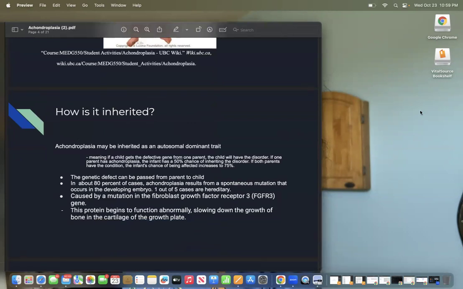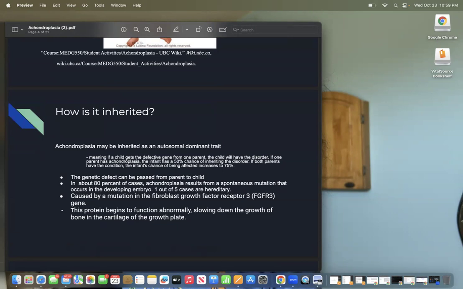It is inherited by an autosomal dominant trait, meaning if a child gets the defective gene from one parent, the child will have the disorder. If one parent has it, then the infant has a 50% chance of inheriting it. And if both of them have it, then they have a 75% chance of inheriting it. The genetic defect can be passed from parent to child. This occurs in about 80% of the cases.